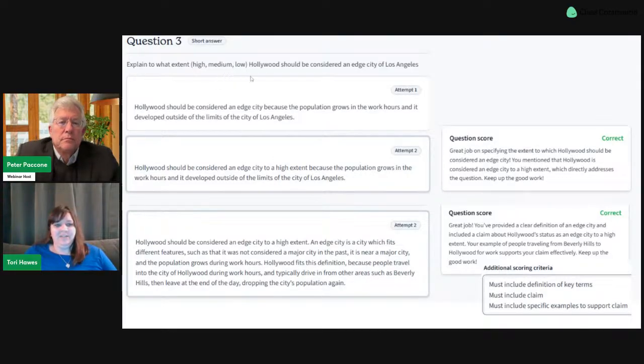So it was explain to what extent. They earned the point with just it's to a high extent, and they just identified. And then I added this additional scoring criteria: include definitions, must include a claim, and must include specific examples. And then this was the rewrite afterwards, where they define the edge city and specifically say, because people travel into Hollywood during work hours, that's why it fits to a high extent.